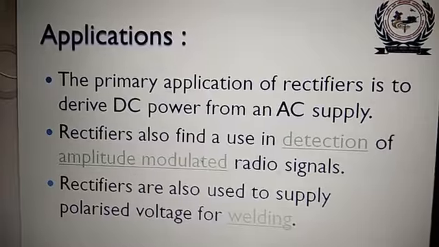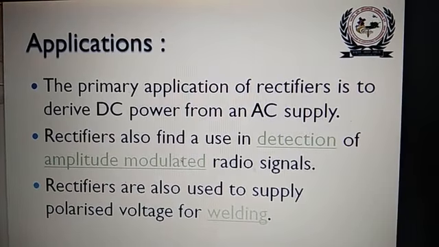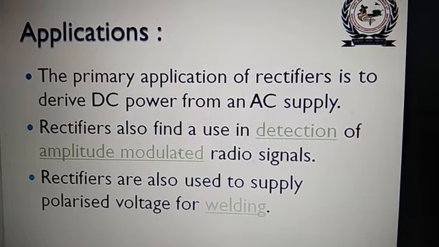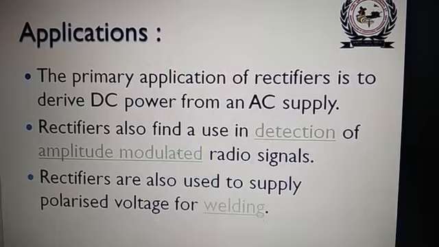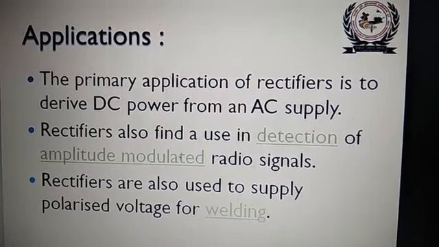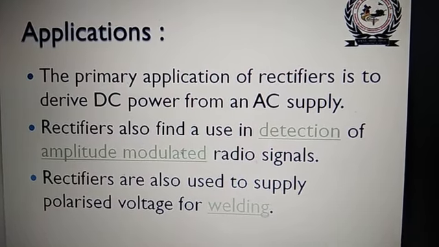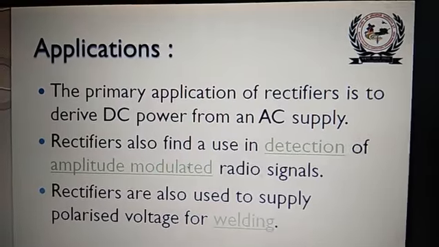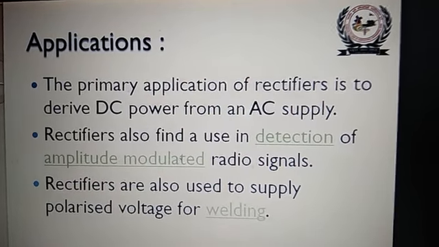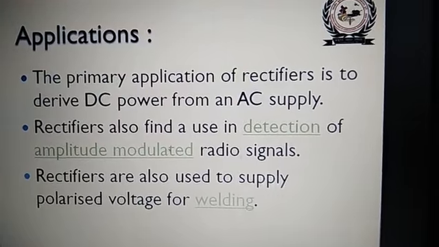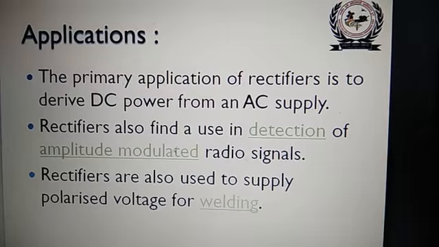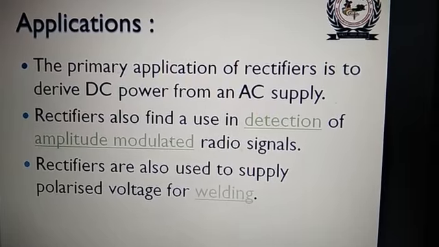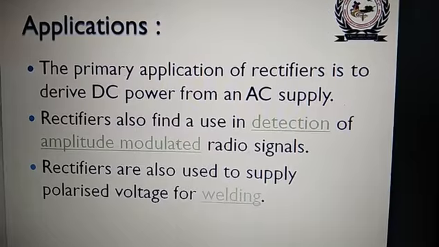And here are the applications. The primary application of rectifiers is to derive DC power from the AC supply. Rectifiers also find use in detection of amplitude modulated radio signals. Rectifiers are also used to supply the polarized voltage for welding purposes. So this is all about the rectifiers. You can go through the details of the rectifier, certain derivations of the rectifier, through the notes I have provided and the books which are given to you.